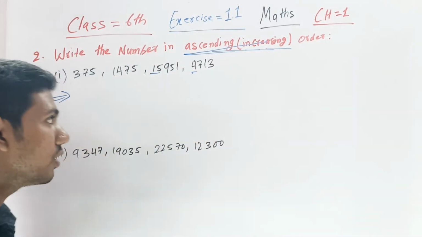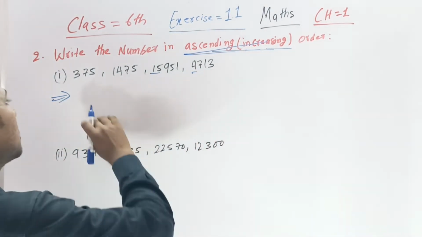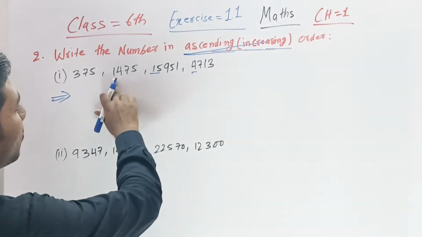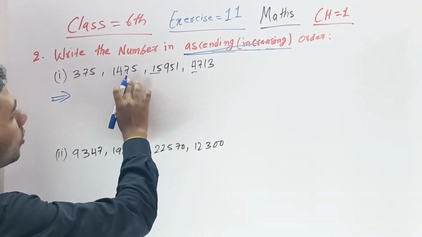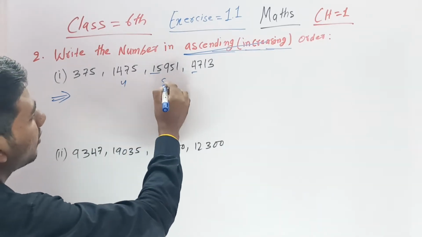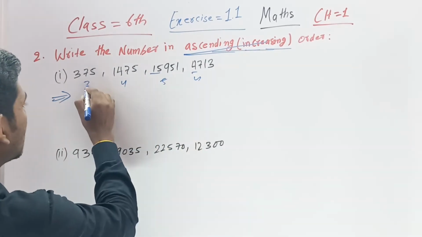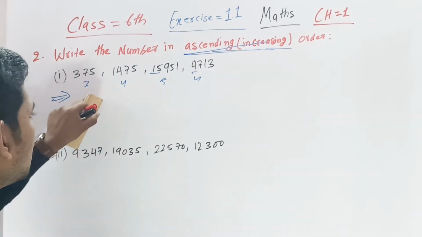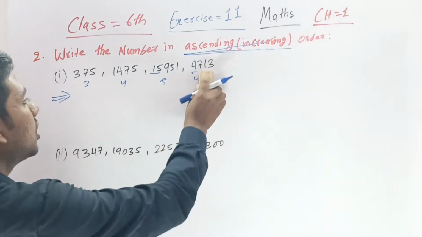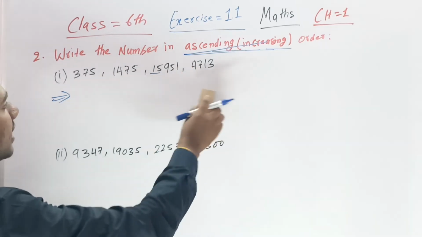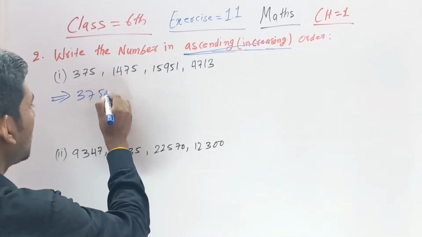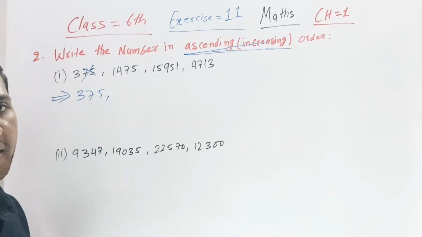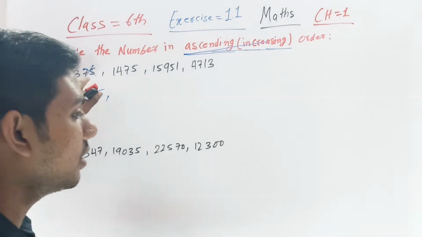Can you tell me which is the smallest number? If you compare, this is a 4-digit number, this is a 5-digit number, this is a 4-digit number, and this is a 3-digit number. First of all, you have to understand how many digits each has. Obviously the 3-digit number is smaller. So first write the smallest one, 375, then cut it. For the understanding purpose I cut it; you don't cut.